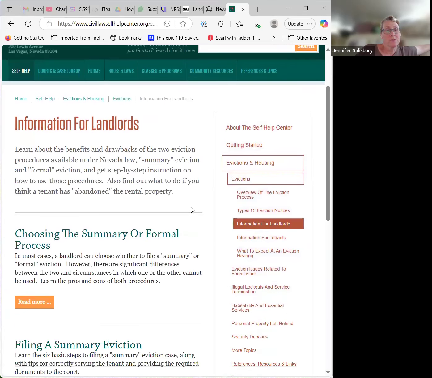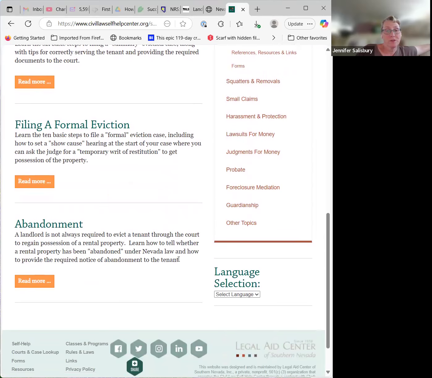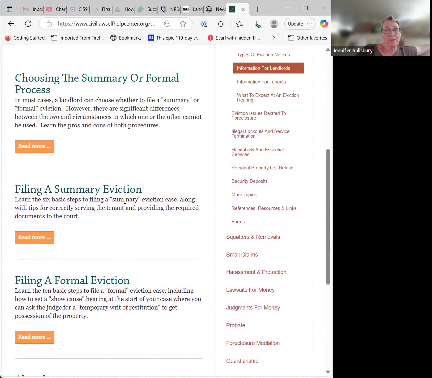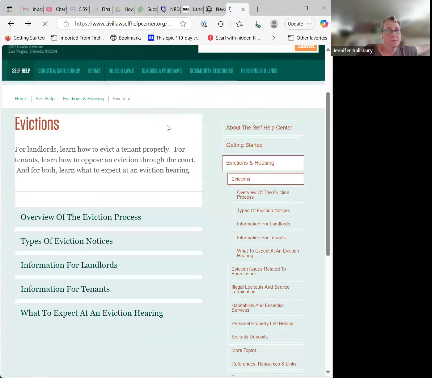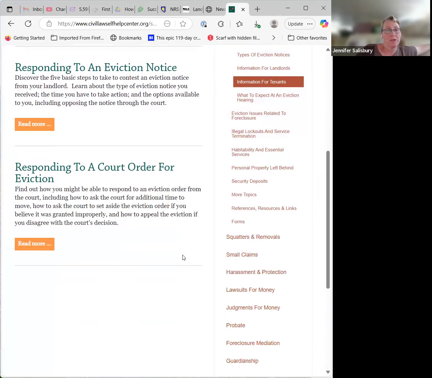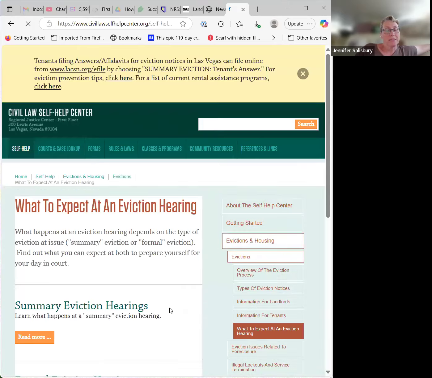Information for landlords. These are really good, especially if you're a new landlord in Nevada, make sure you are looking at all of this. Educate yourself on how this whole thing works. Information for tenants. This is how responding is. And then what to expect at an eviction hearing.